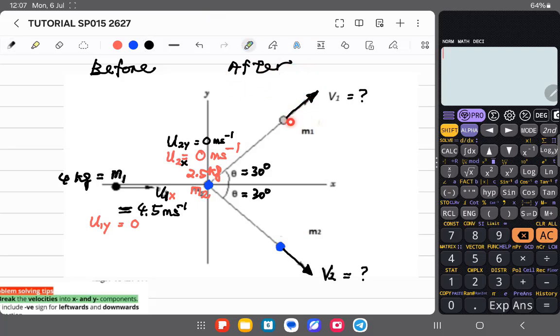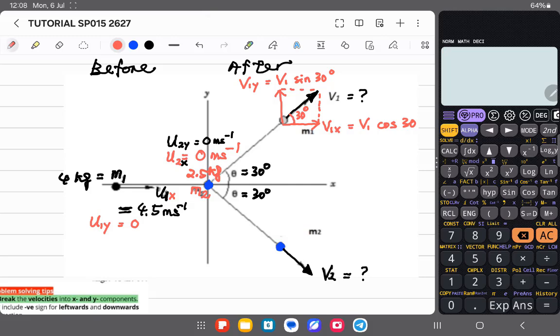After collision, ball 1 is moving off at an angle 30 degree. So V1 I can break it down into two components. This is the direction of V1, ball 1. So I can break it down into V1x, which is equal to V1 cos 30. Why 30? Because V1x is adjacent to the angle. Then I have V1y will be V1 sine 30.